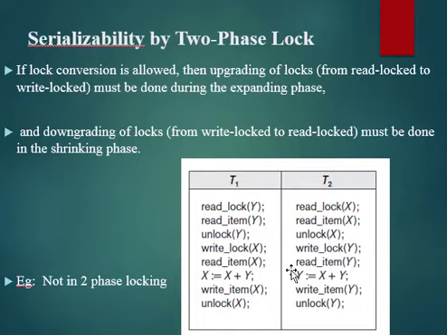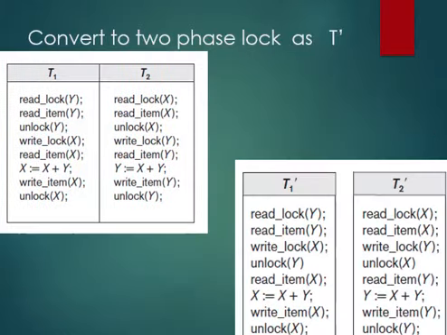In this example, you can see we are locking after the unlock operation. Transactions T1 and T2 both have a lock operation, that is read lock or write lock, after the first unlock. So this schedule is not in two-phase locking. We can convert it into two-phase locking by moving some operations up. Here the first figure is the table which does not satisfy two-phase locking, and the problem is that in transaction T1 the write lock happens after the unlock operation.